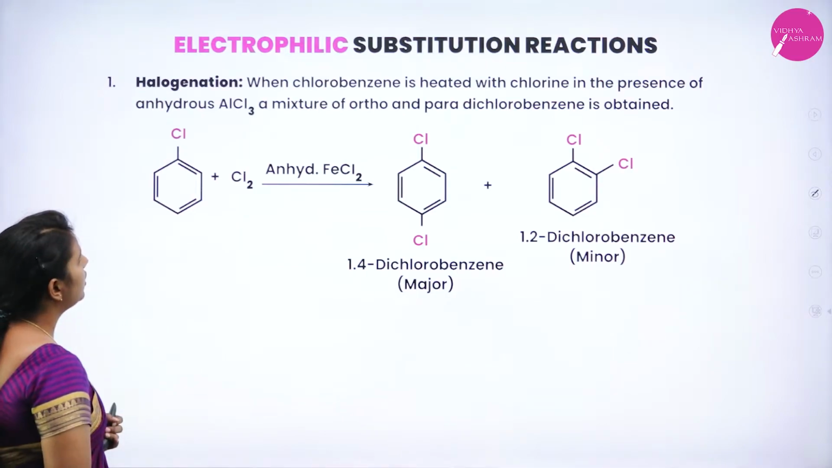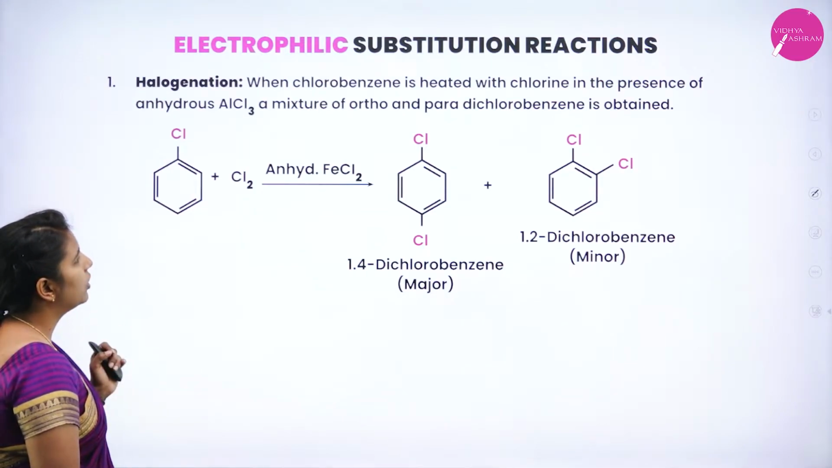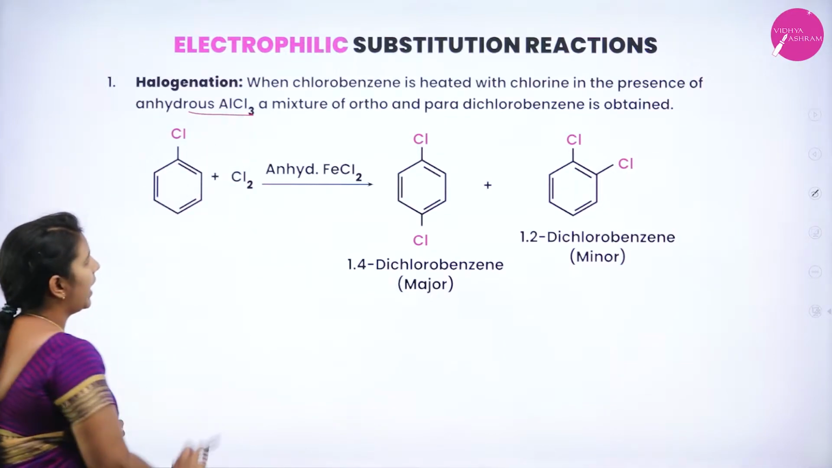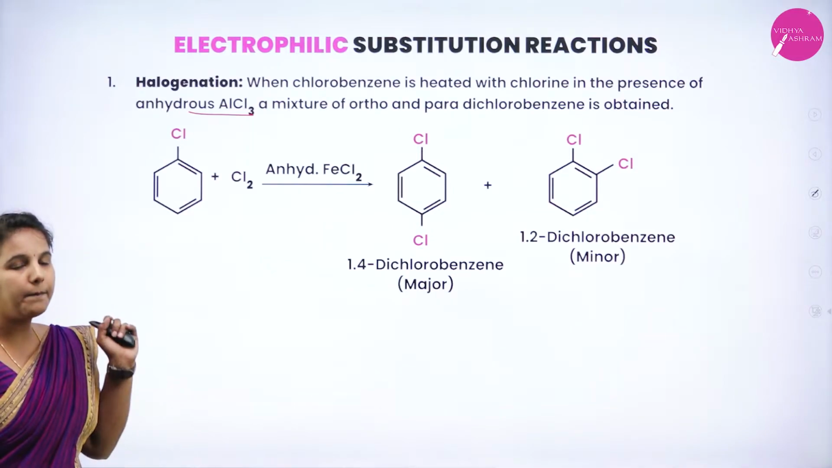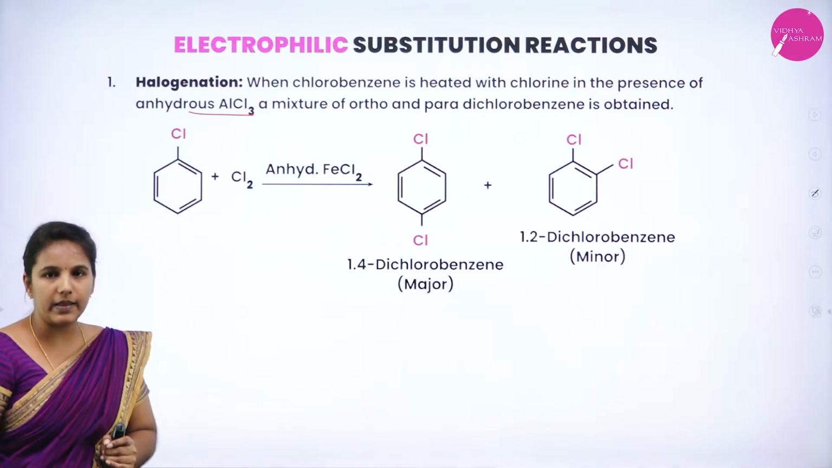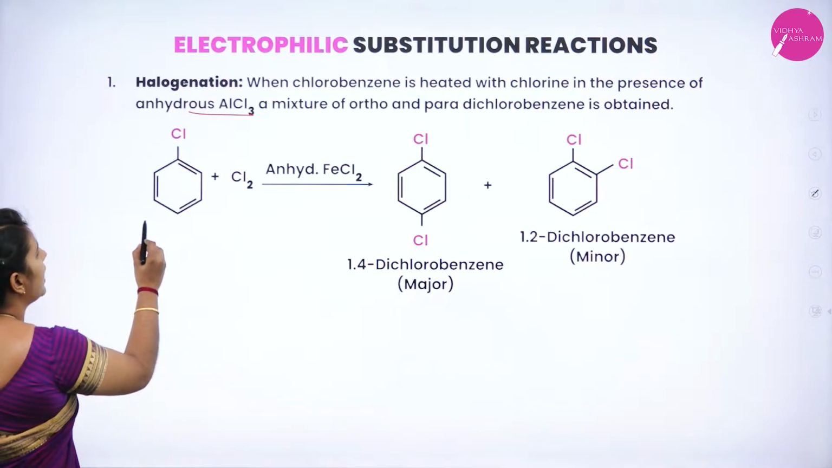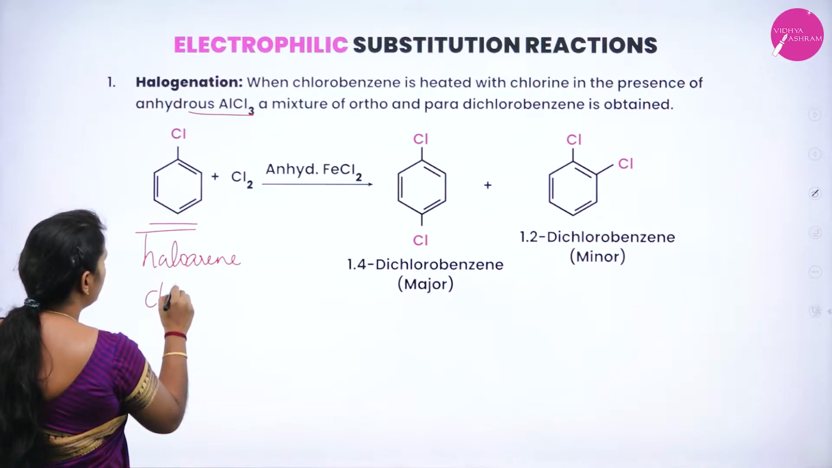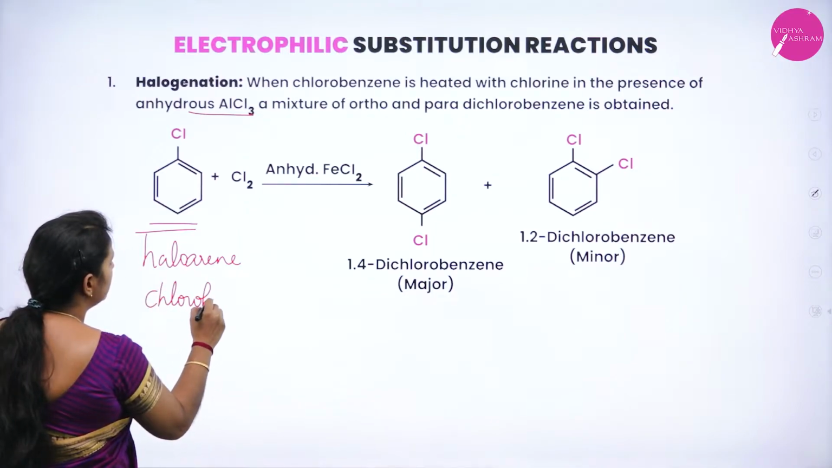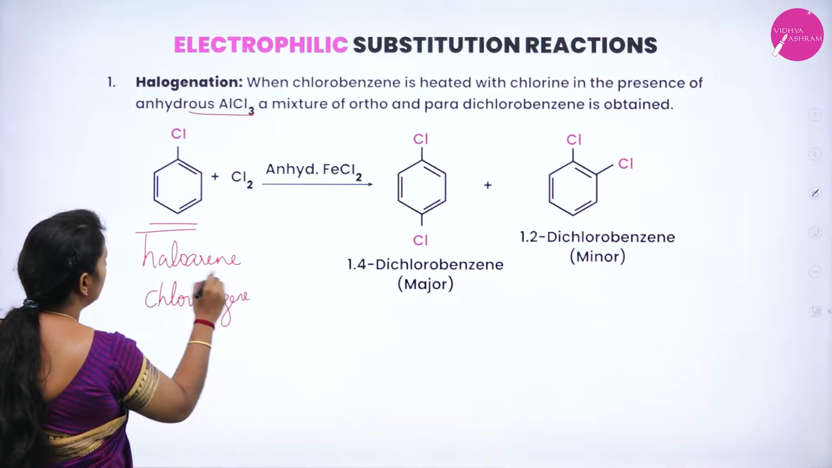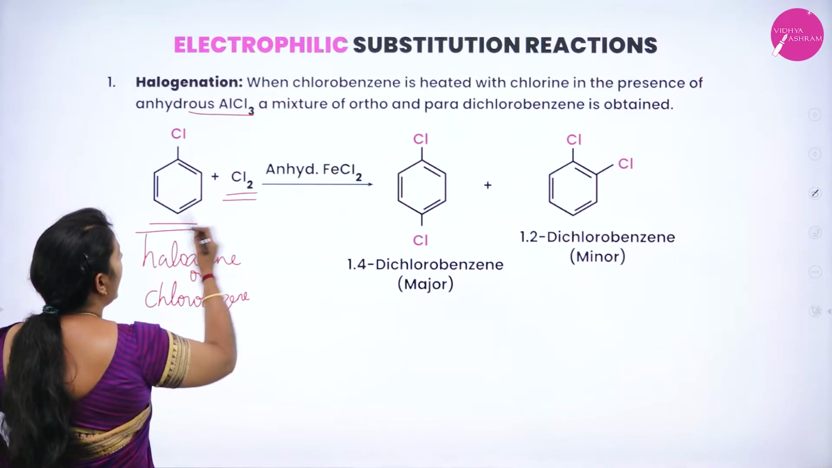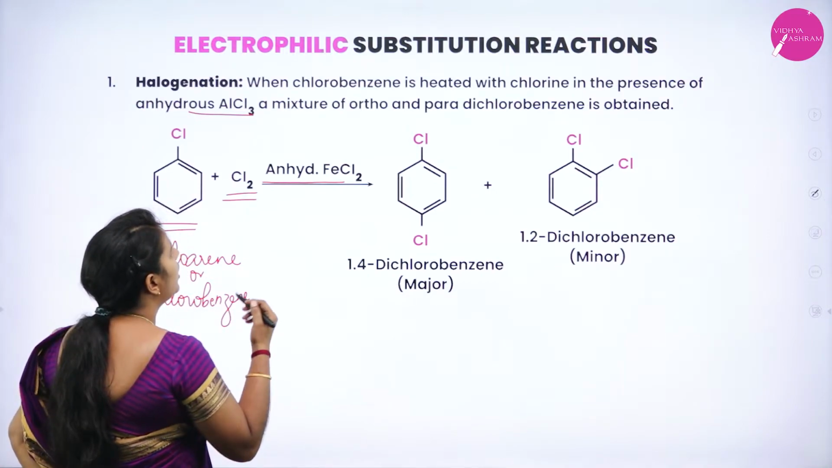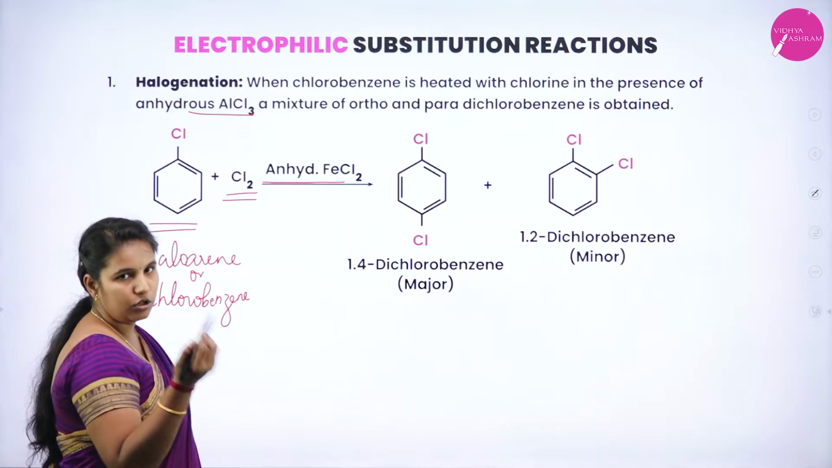Okay. So when chlorobenzene is heated with chlorine in the presence of anhydrous aluminium chloride, a mixture of ortho and para substituted dichlorobenzene will be formed. Again, you have taken a haloarene, and the name of this compound is chlorobenzene, right? It is chlorobenzene, which has been treated with what? Halogen in the presence of anhydrous ferric chloride, or you can take anhydrous aluminium chloride also.